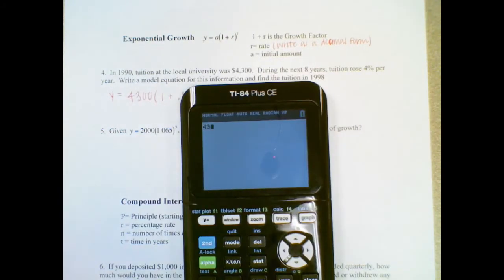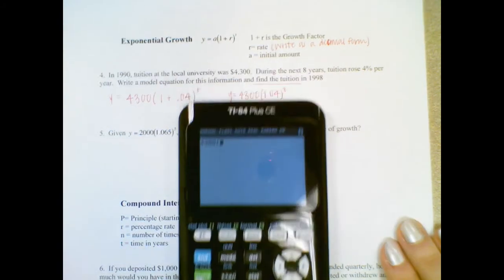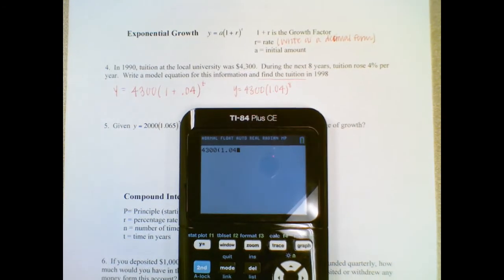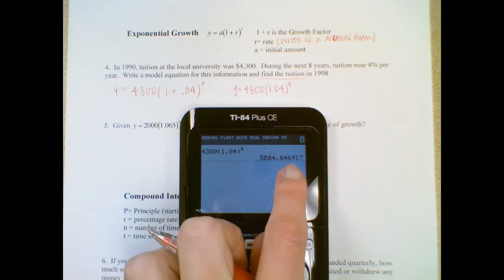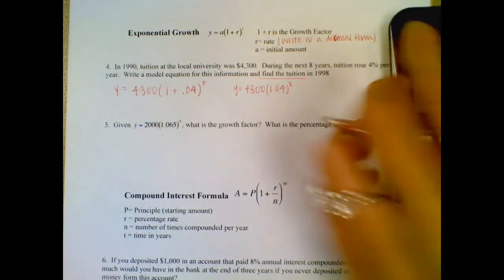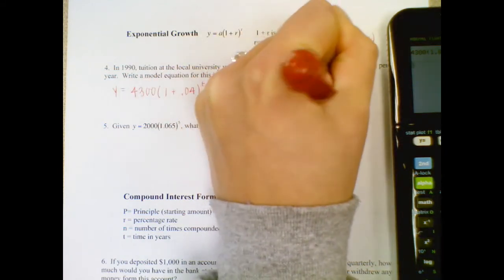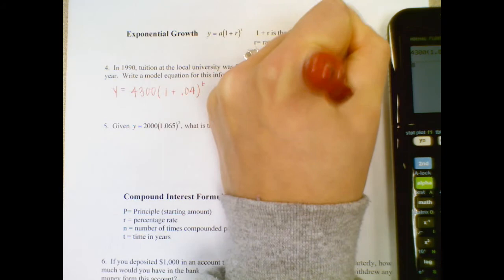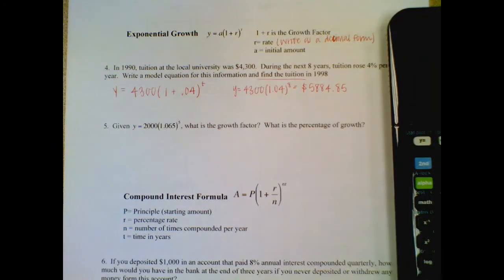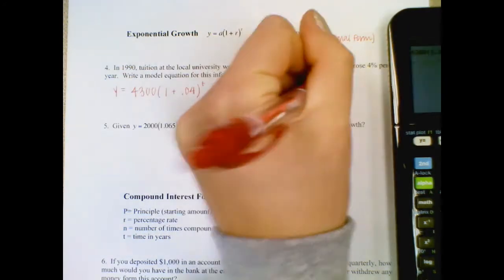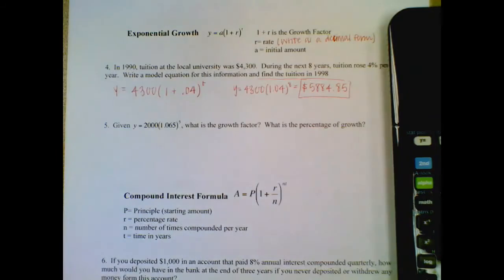So 4,300, whoops, you guys can't see it. 1.04 to the 8th power. And we were talking about money, so let's go to 2 decimal places if we think about cents, right? So $5,884.85. Okay? All right.